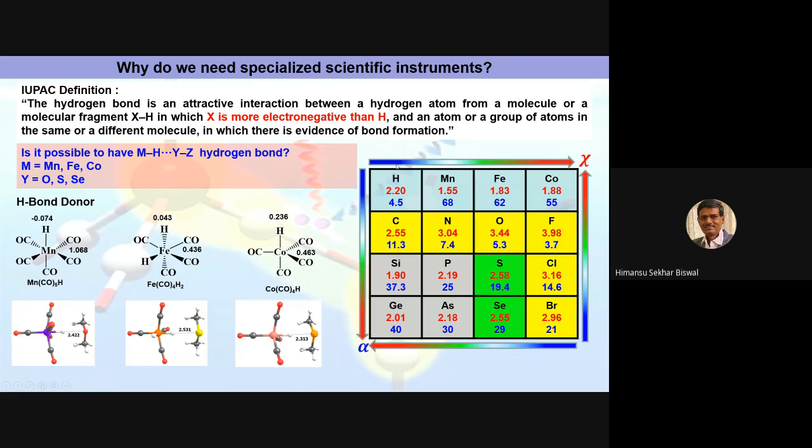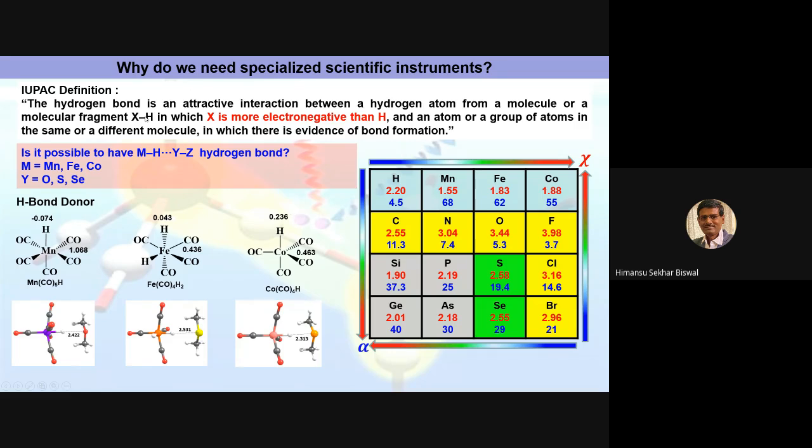So there are many criteria, which I was talking about. You should have a binding energy. You should have electron density between the two interacting atoms. Using the bond critical point and the NBO analysis, those are evidences of bond formation.